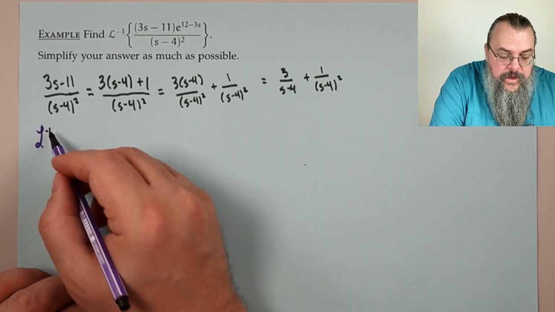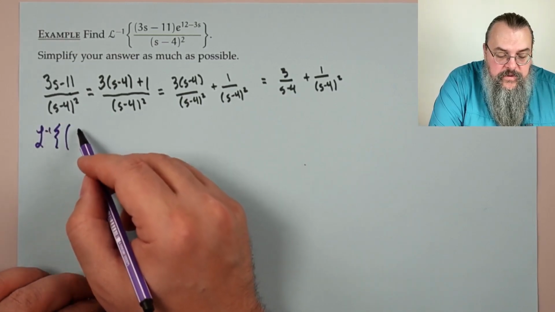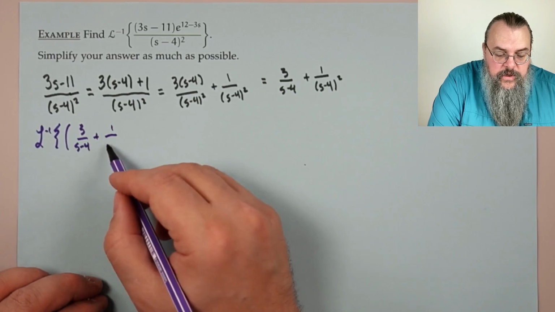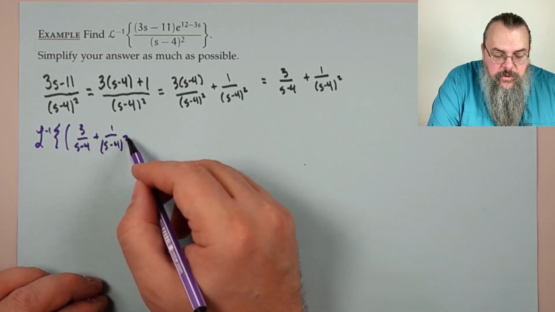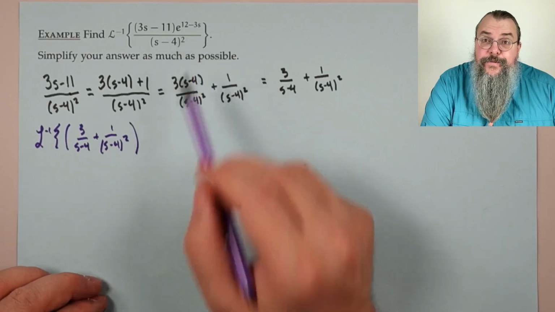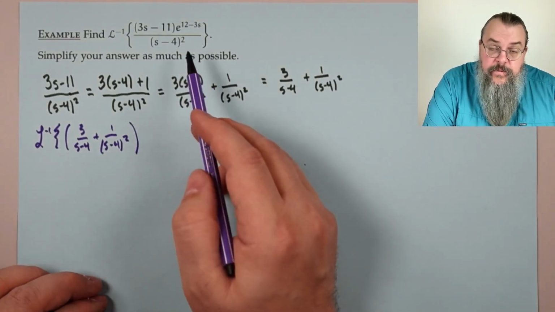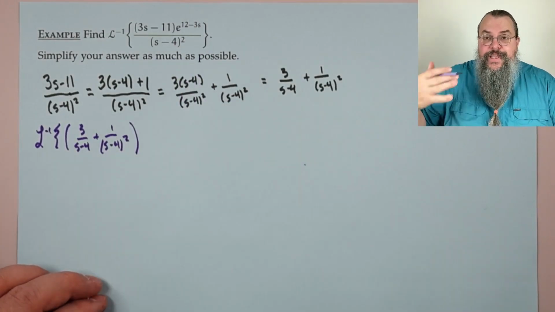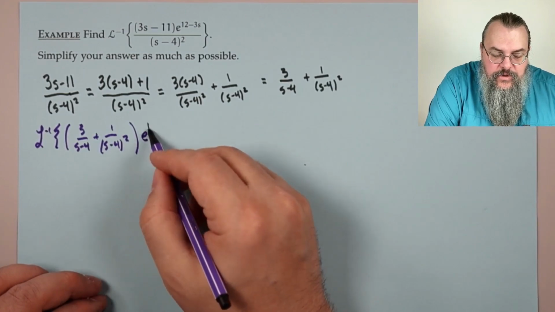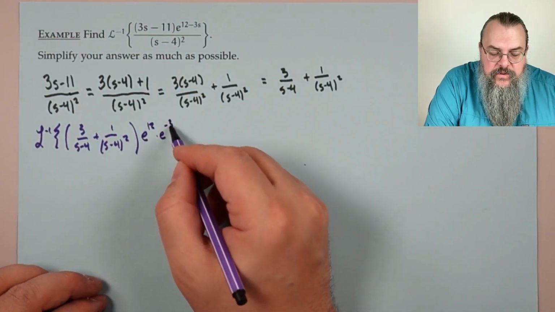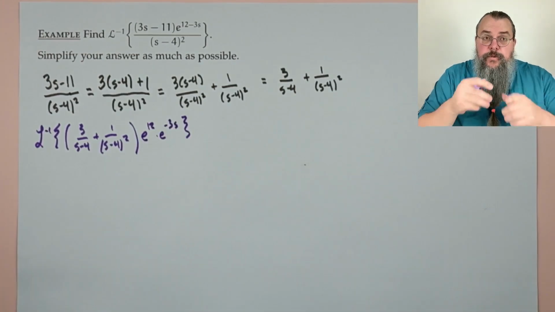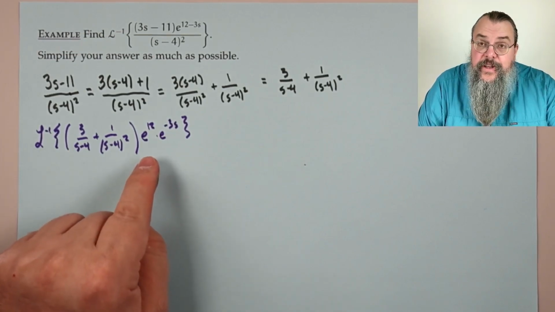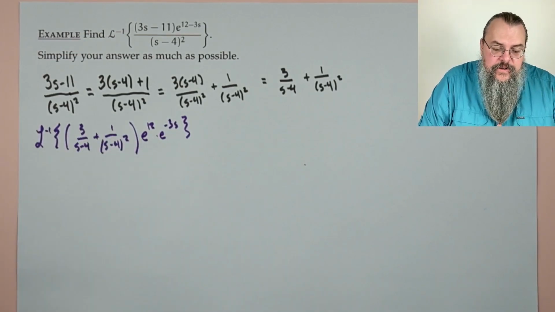We want the inverse Laplace of, well, we have our pieces here: 3 over s minus 4 plus 1 over (s minus 4) squared. Now, this e to the 12 minus 3s, we're going to do something similar to a previous problem, which says we don't want this 12. We just want e to the minus something s. So we say, well, that's e to the 12 times e to the minus 3s. We're just breaking up that exponential into two pieces. Now, e to the 12 is a constant, so it can be pulled out to the front.